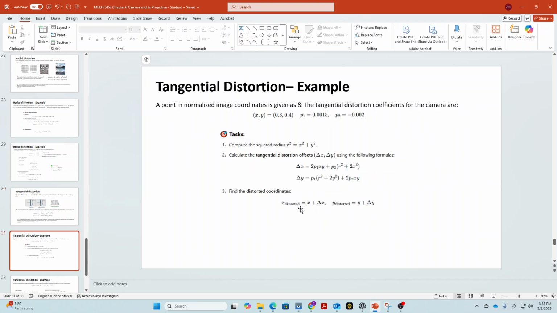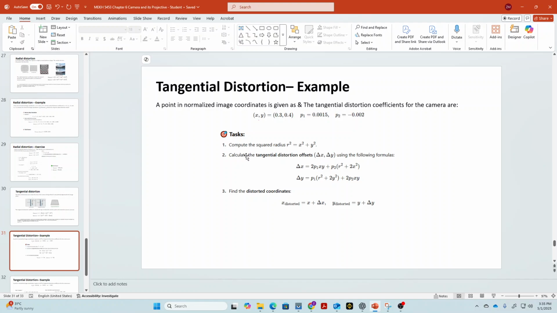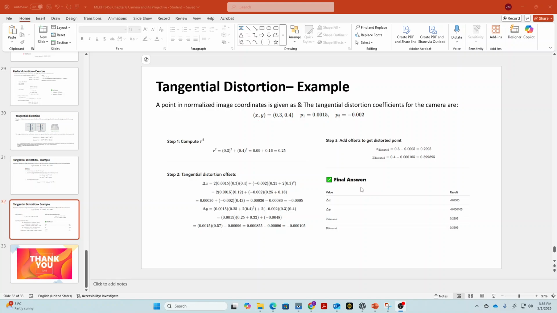Let's look at the question here. A point is given in normalized image coordinates, and the tangential distortion coefficients are given as below. You are given p1 and p2, and the x, y point. The rest is just calculated based on r, where r^2 is equivalent to x^2 plus y^2. Then you put all the values inside the formula and calculate them one by one. Eventually you can find the distorted values x distorted and y distorted from the calculations. These are the details of the calculations for the tangential. Finally you get x distorted and y distorted of 0.2 and 0.3.